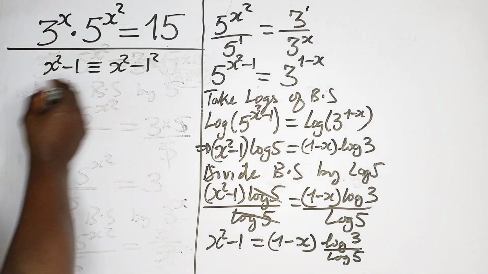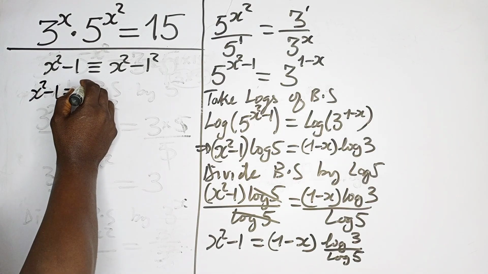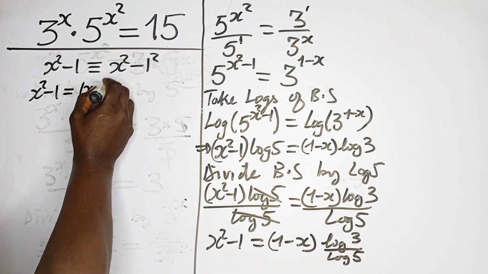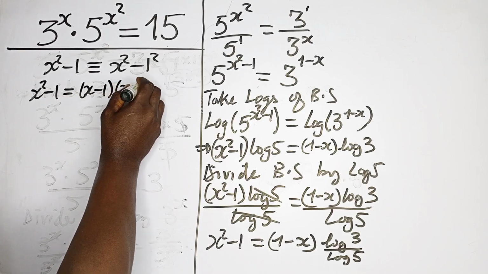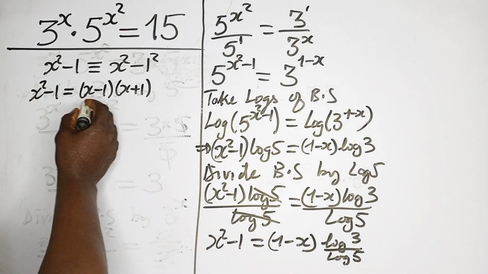So we know that x squared minus 1 will be the same as x minus 1 into x plus 1 when we apply the difference of squares identity. So this left hand side will be expressed as such.